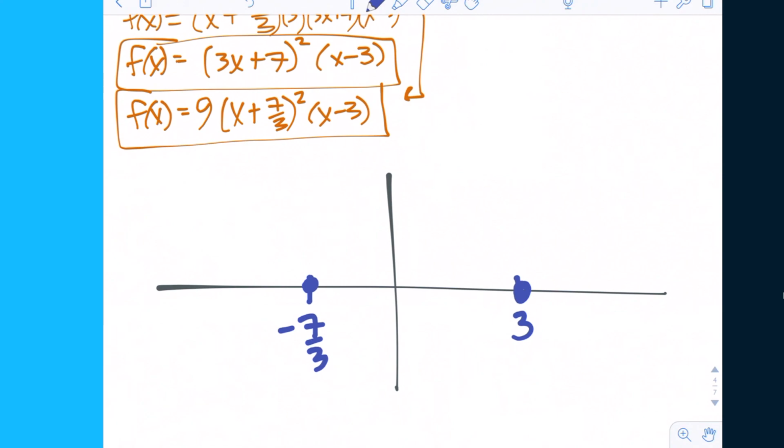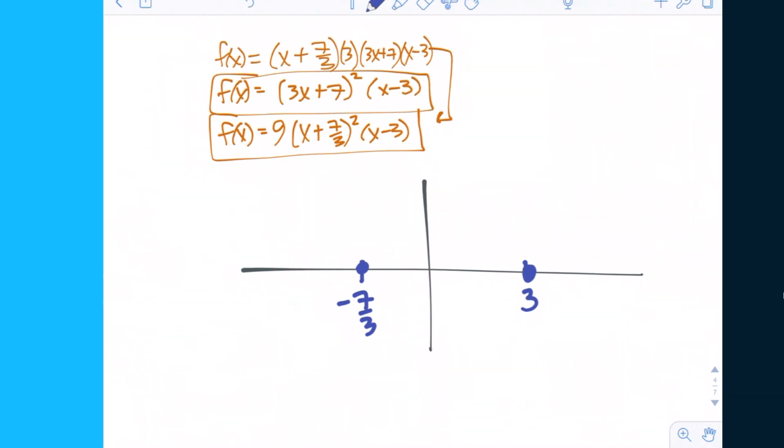Okay, so now we need to know a couple things before we complete the graph, right? What's the right end behavior? Positive infinity, because 9, the leading coefficient, is a positive number. And because it's an odd degree polynomial, the left end behavior is negative infinity. Okay, so that helps us out. We know it's coming in the bottom, it's going out the top. Now, when I get to the roots, I need to know what I'm going to do. Bounce, cross, or wiggle. At negative 7/3, I'm going to bounce, and then at 3, I'm going to just cross, yeah?